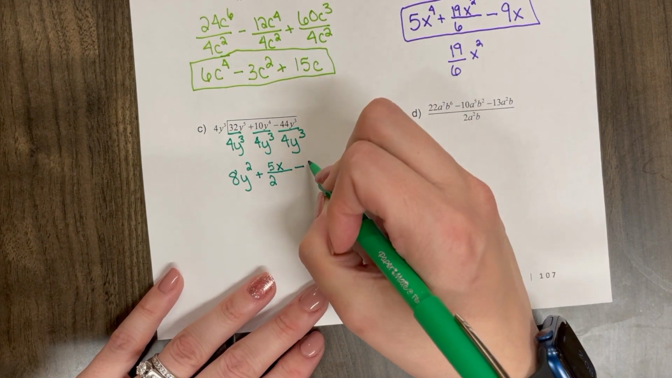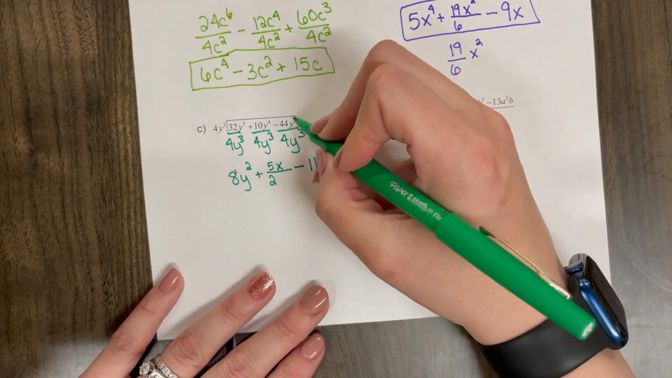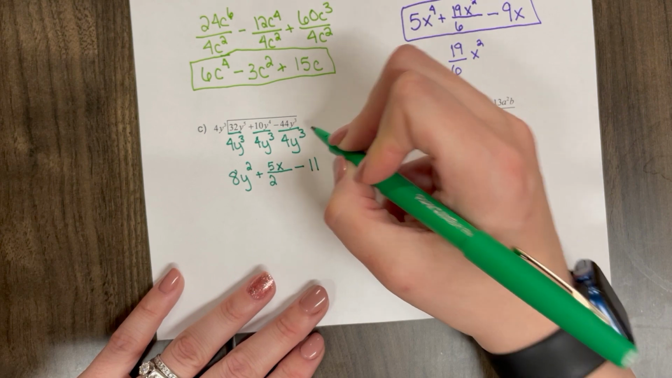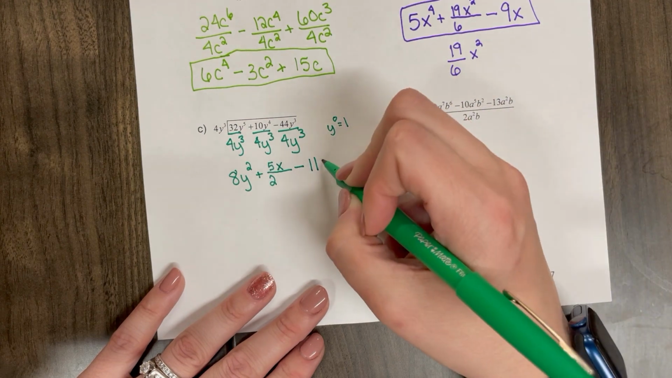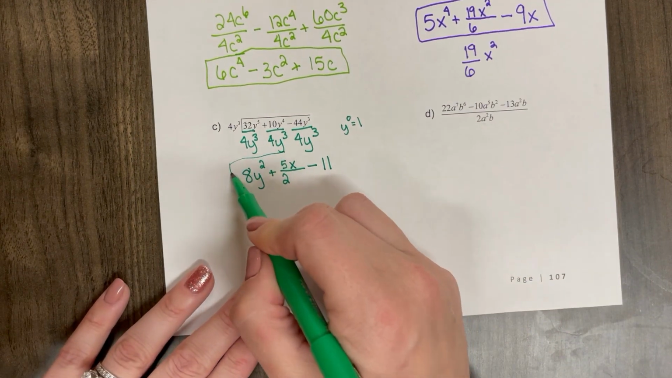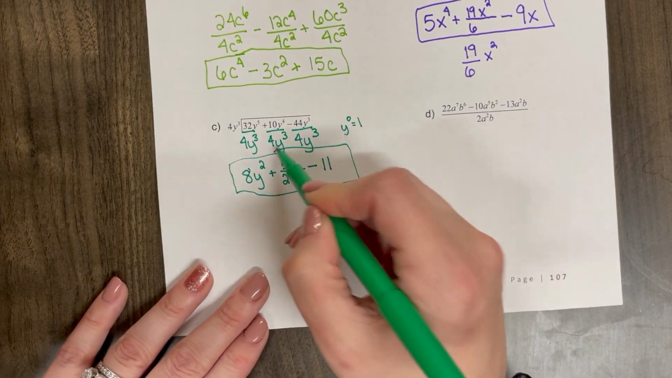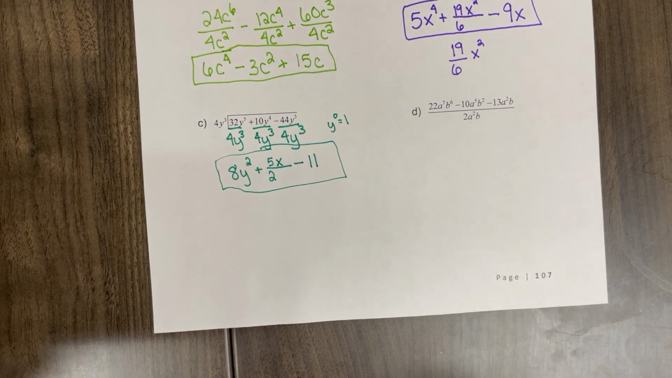44 divided by 4 is 11. Now be careful on this one. 3 minus 3 is 0. So this is really y to the 0 power, which we said equals 1. We don't need to write down times 1 there, so there's no y's left. That will be our final answer.